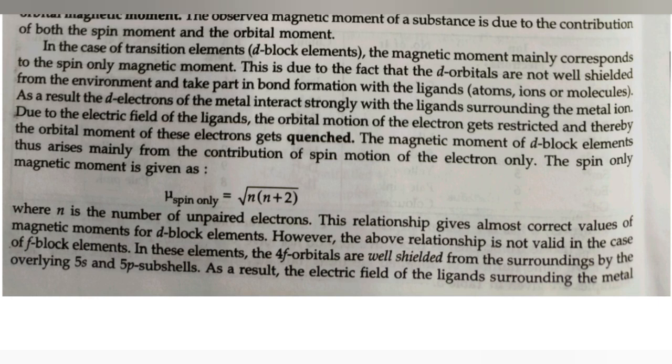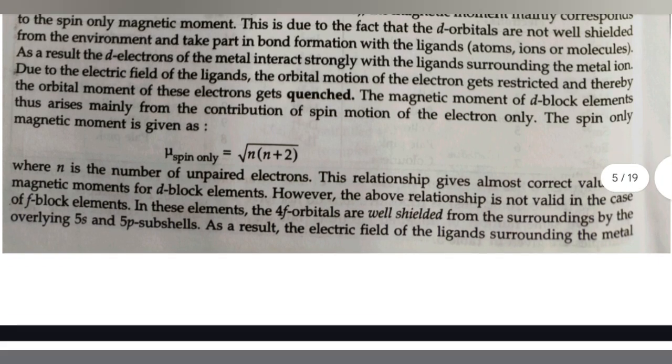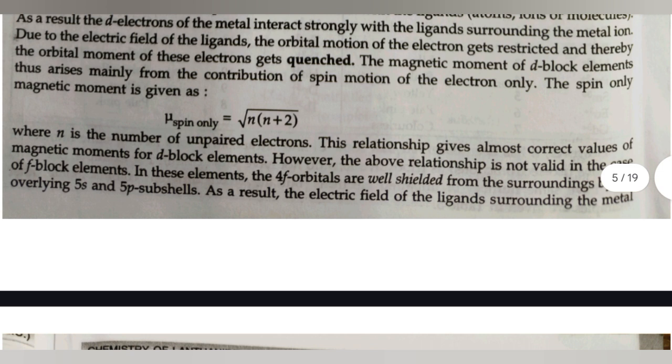As a result, the d electrons of the metal interact strongly with the ligands surrounding the metal ion. Due to the electric fields of the ligands, the orbital motion of the electrons gets restricted, thereby the orbital motion of these electrons gets quenched. The magnetic moment of d block elements thus arises mainly from the contribution of the spin motion of the electron only.